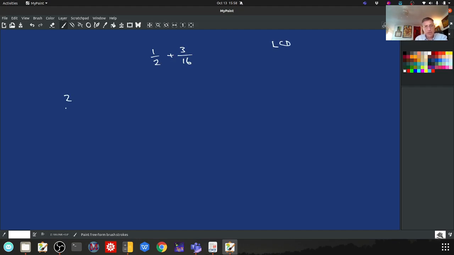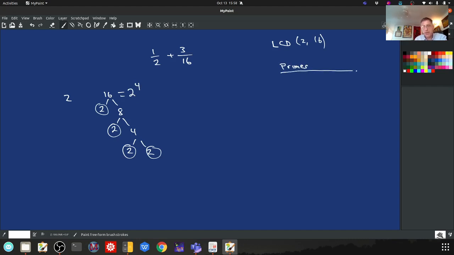Well, 2 is prime, and 16 divided by 2 is 8, divided by 2 is 4, divided by 2 is 2. So 16 is equal to 2 times 2 times 2 times 2, which is 2 to the 4th. So our primes are just going to be 2. That's it.